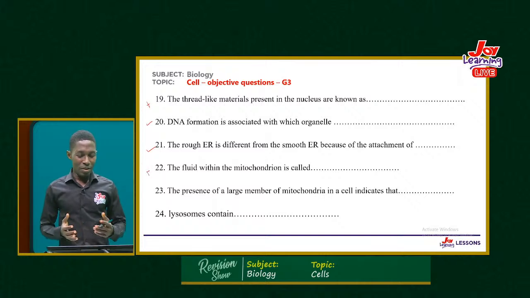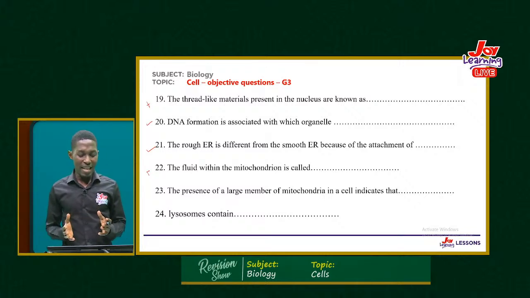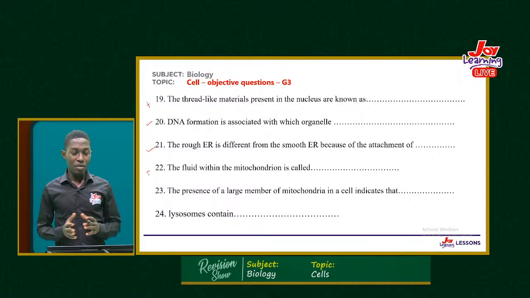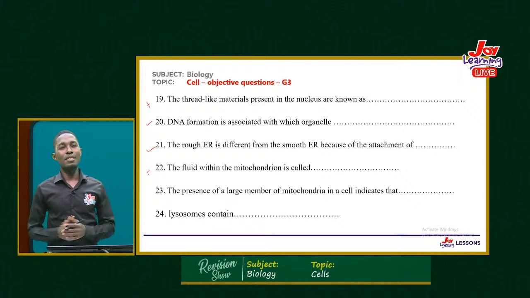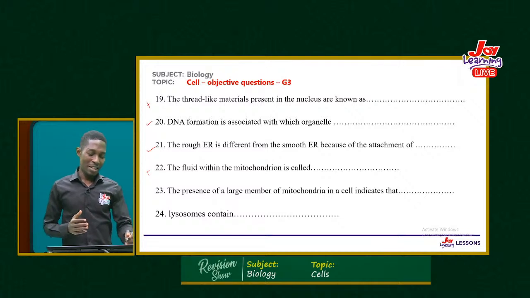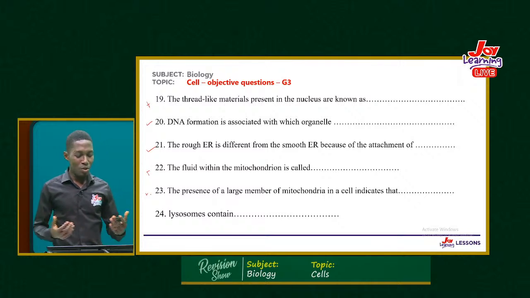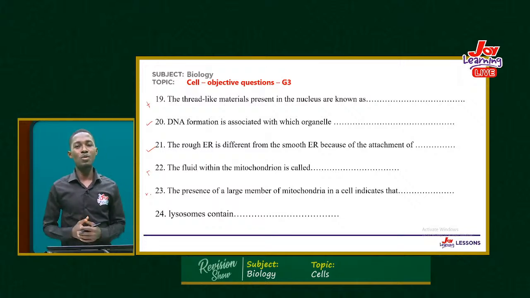Now, listen to the next one, it's an applied question. The presence of a large number of mitochondria in a cell indicates that the cell is what? Red blood cell. Okay, I'll explain later. And lysosome contains what? Question 24, yes, lysosome, it contains what?